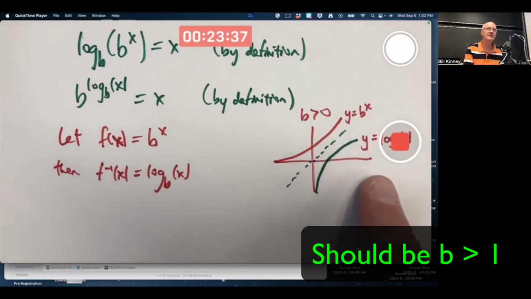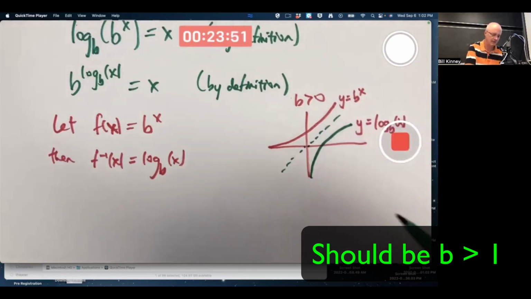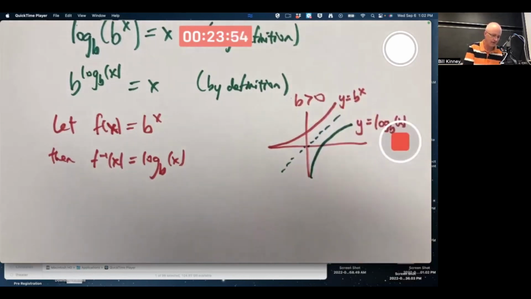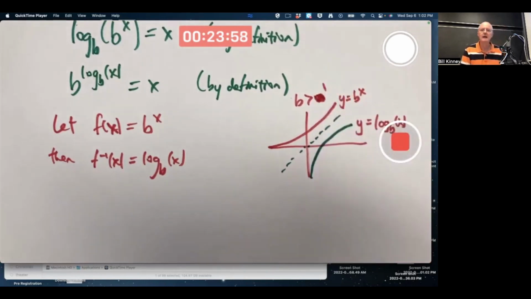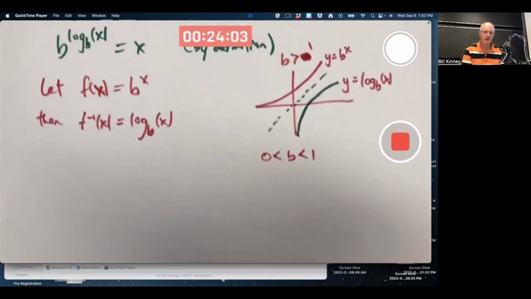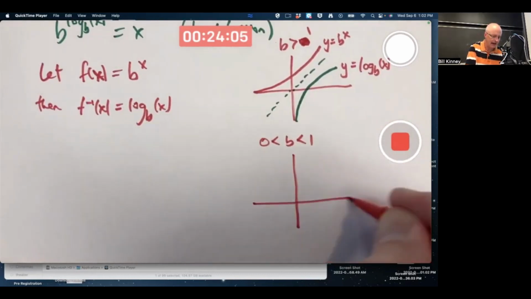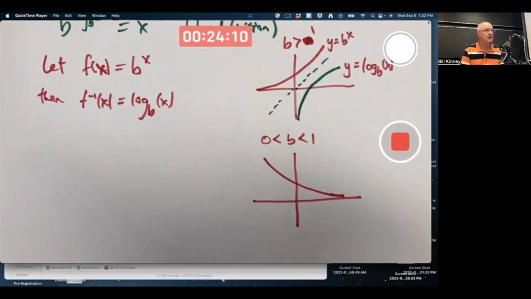that's the inverse function. It's got a graph that's increasing and concave down when b is bigger than 1. I made a mistake here. B is bigger than 1, not bigger than 0. If b is between 0 and 1, it's really exponential decay. Graph looks like this, decreasing and concave up. Still 1 to 1, though.